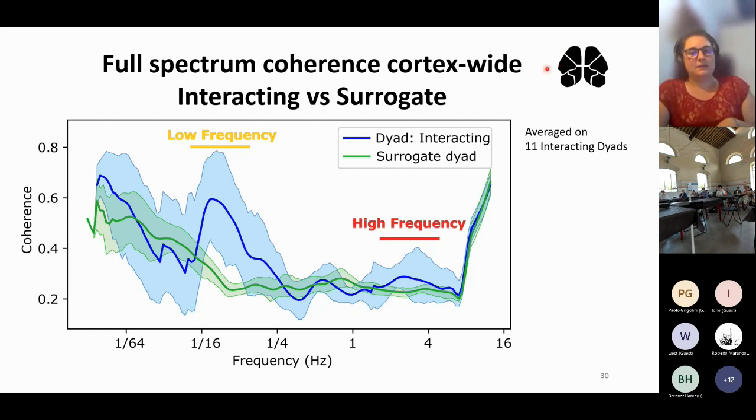These data are obtained by averaging 11 interacting female dyads. In the graph, I will report the level of coherence in different frequency bands in 2 behavioral conditions, interacting dyad compared to the surrogate dyad. We can see that only in the interacting dyad we observe an increase of coherence in 2 frequency bands, one at a low frequency and the second at a high frequency. And this phenomenon doesn't appear during the surrogate dyad.